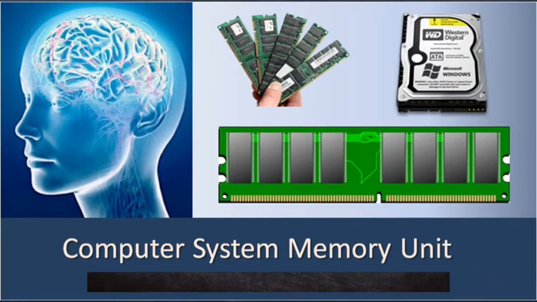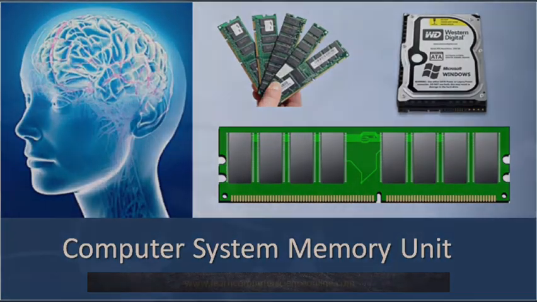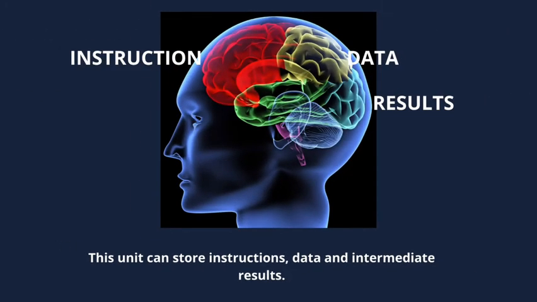The memory unit, basically, you can liken to your brain, where information is being stored. In the memory, you have instructions, you have data, and you have results. Memory is in different folds. The unit can store instructions, data, and intermediate results.